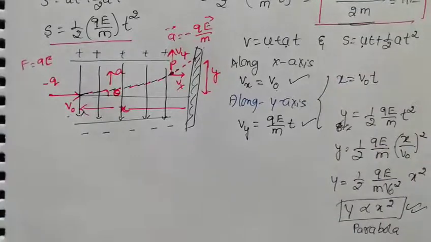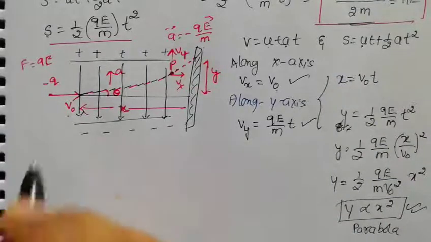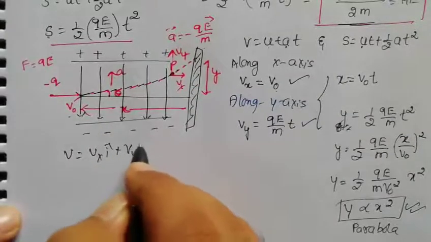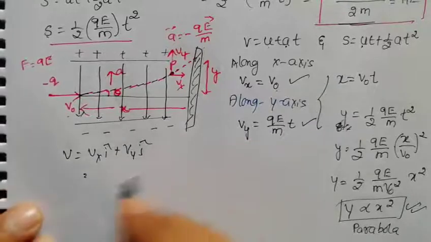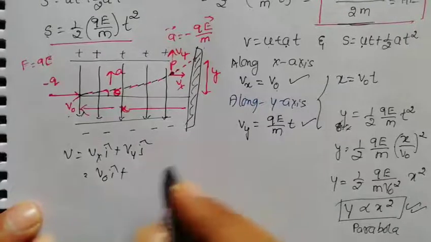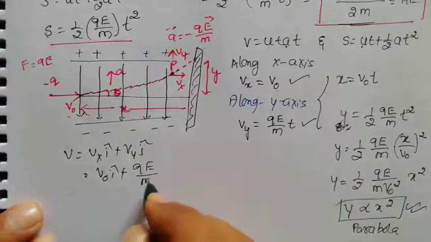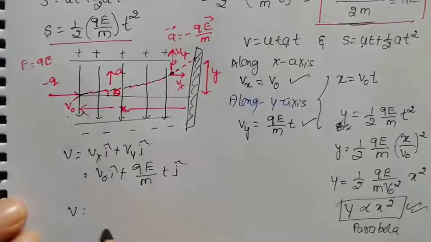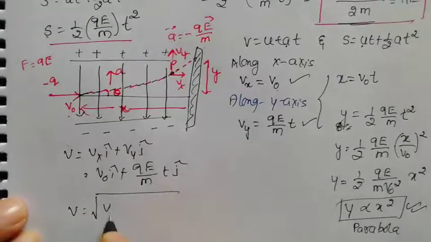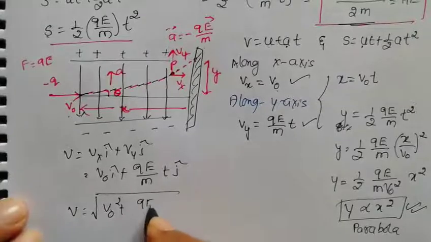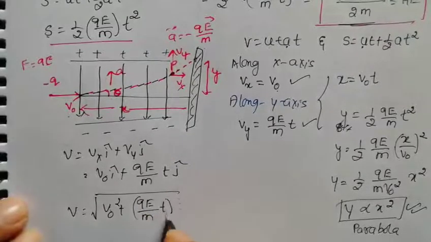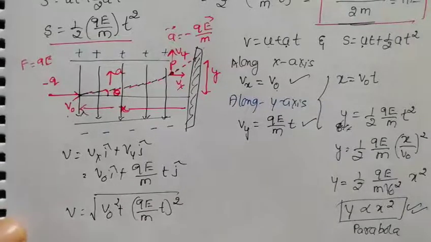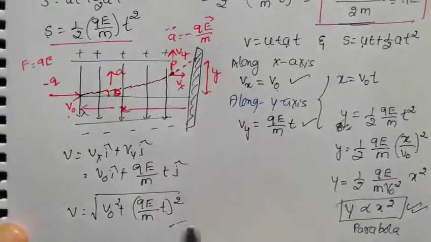Okay, so we need to put total velocity at this point, that is V, that is equal to Vx i cap plus Vy j cap. So let us insert this value. It will become V naught i cap plus qE by m T into j cap. So resultant velocity will be given by V equal to square root of V naught square plus (qE by m into T) whole square. Okay, this is one formula you can get. So velocity at any instant you can get from this formula.